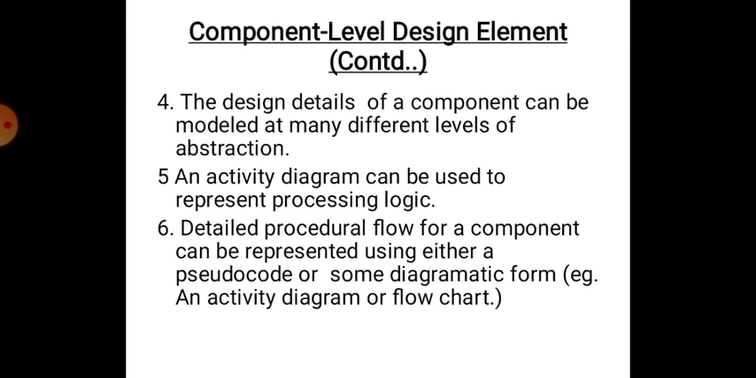Point number 6. Detailed procedural flow for a component can be represented using either a pseudocode or some diagrammatic form, for example, flowchart. Students, when you want to know the procedural flow of a component, you can use the pseudocode you have studied in DA. That pseudocode forms the basis for any program or algorithm, and you can use a diagrammatic form such as flowchart, which will give you the clear flow of the program.